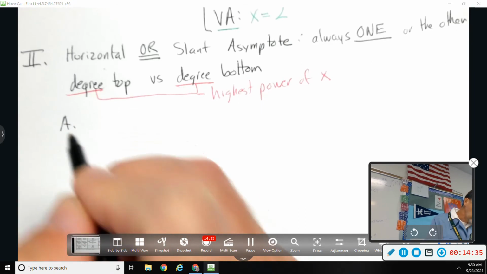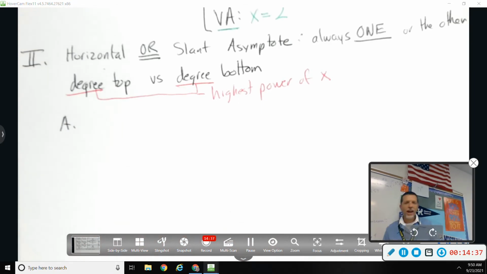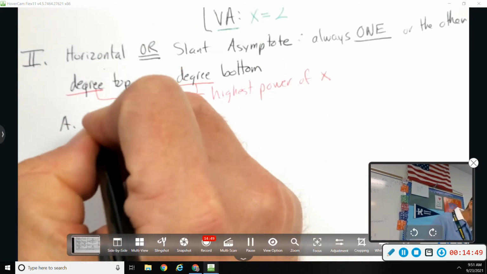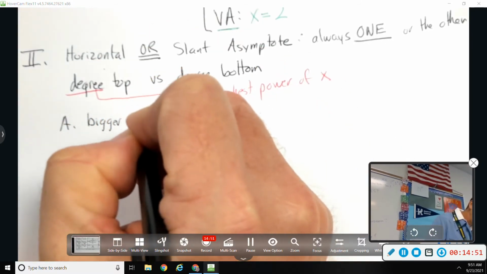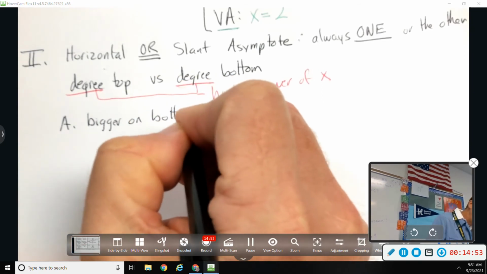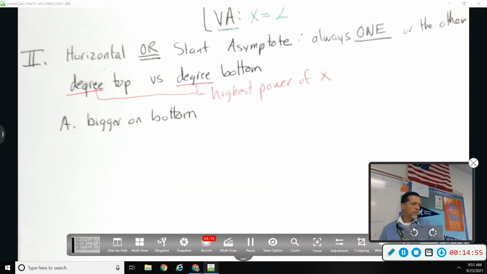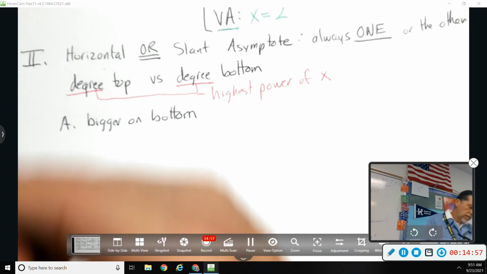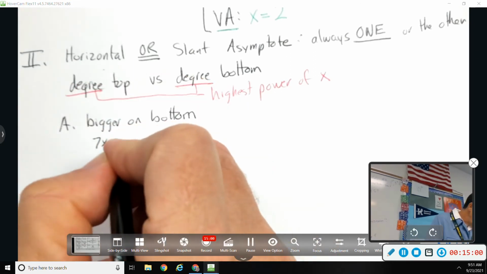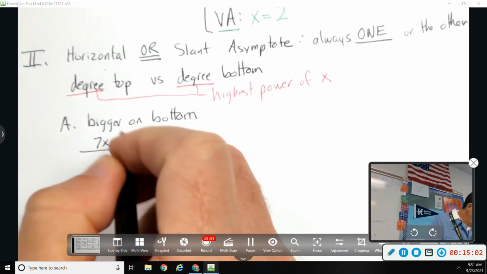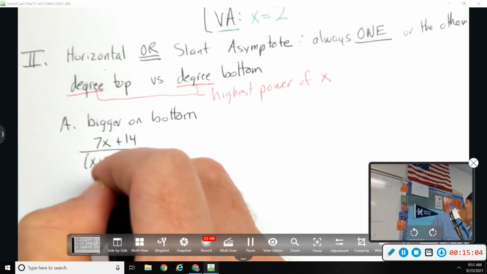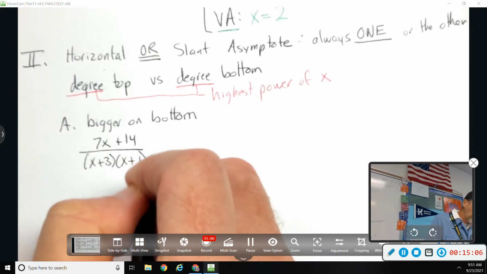There's three different cases you could have for degree of top versus degree of bottom. The top could be bigger, the bottom could be bigger, or they could be the same. I said that in a different order than I'm going to write, but that's okay. So one option is bigger on the bottom. An example of that might be 7x plus 14 over (x plus 3)(x plus 1).